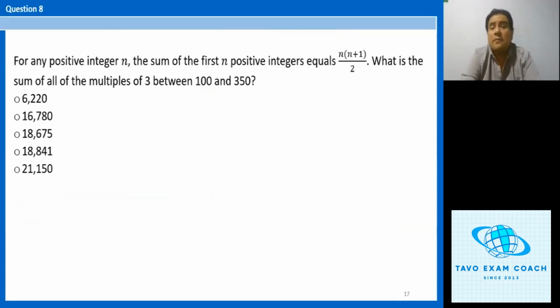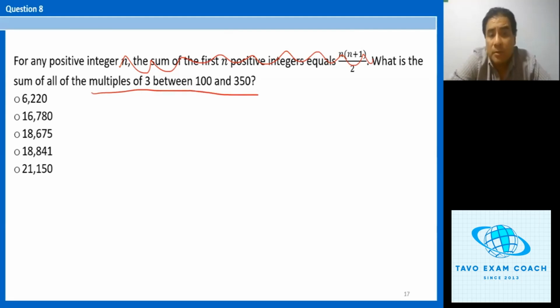Example A: for any positive integer n, the sum of the first n positive integers equals n times (n plus 1) over 2. What's the sum of all the multiples of 3 between 100 and 350? Okay, here we can actually neglect all of this because we know a better formula to calculate the sum of the terms of a sequence.